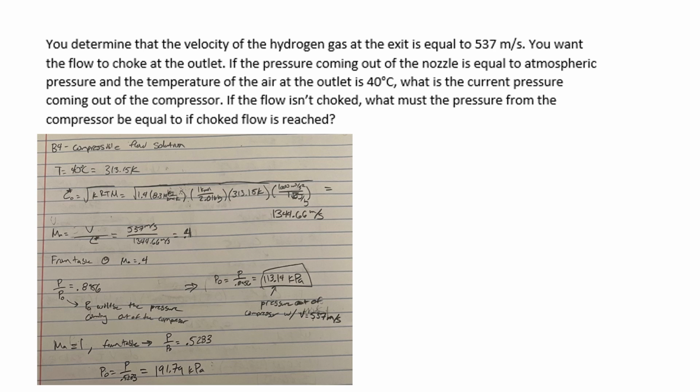So in case 1, that's going to be around 113 kilopascals. And then if we want to increase that flow to choke flow, the Mach number will be 1, and thus that ratio will be different of P over P naught. And this newfound P naught will be around 191 kilopascals.